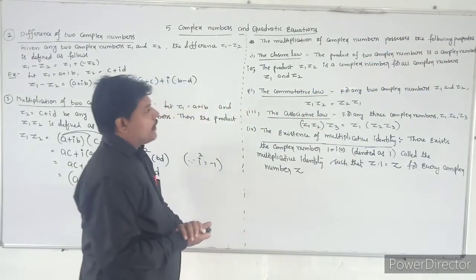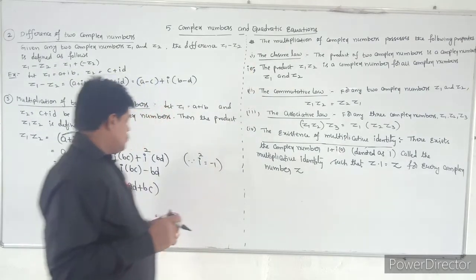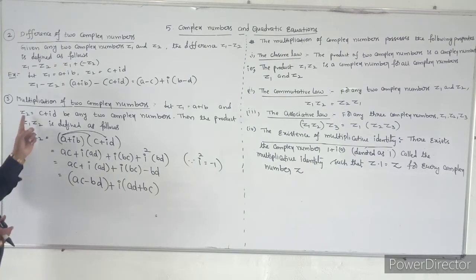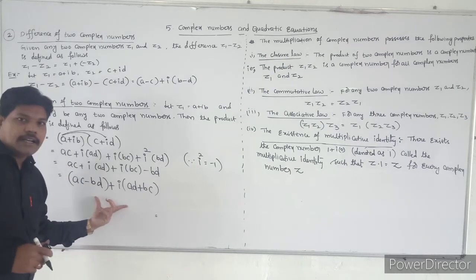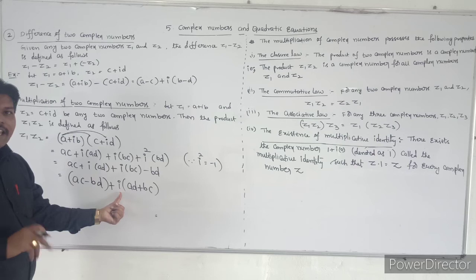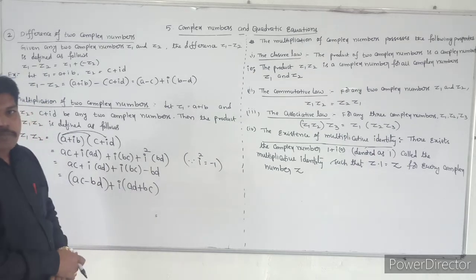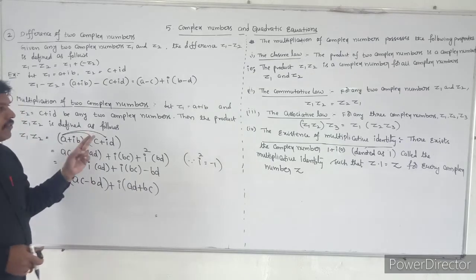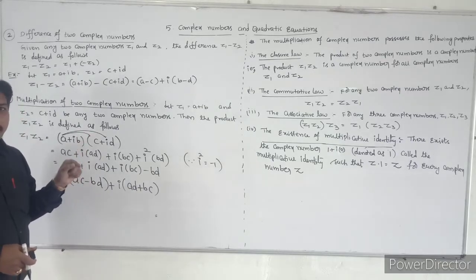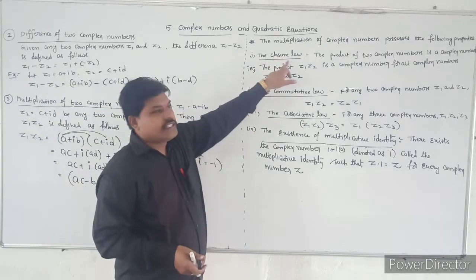So what is the first property? Here, see the first one. Z1 and Z2 are two complex numbers, and you multiply them. What do you get? AC minus BD plus i into AD plus BC. It is also a complex number. That means if Z1 and Z2 are two complex numbers, the product is also a complex number. Yes or no? So that is called the first property here.